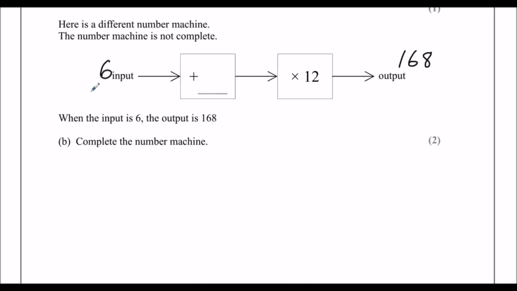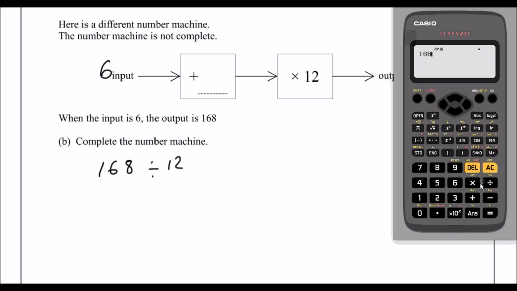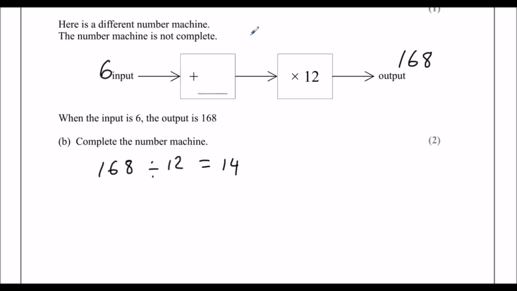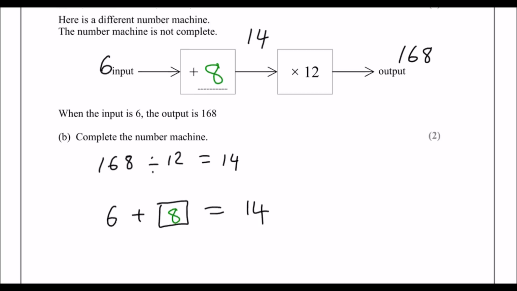The number was 6 plus something will equal this number. So 168 divided by 12 is 14. So the number must have been 14 at this stage, because 14 times 12 is 168. So 6 plus something equals 14. 14 take away 6 is 8. So this number must be 8. So 6 plus 8 is 14. 14 times 12 is 168. So the number is 8.